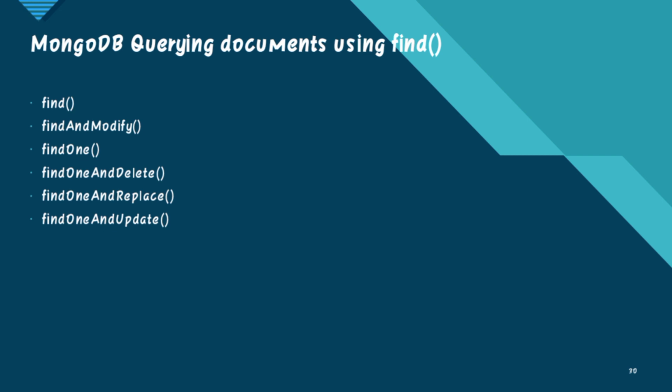Find one and update. The find one and update method updates the first matched document in the collection that matches the selection criteria. If more than one document matches the selection criteria, then it updates only the first matched document. When we update the document, the value of the ID field remains unchanged.